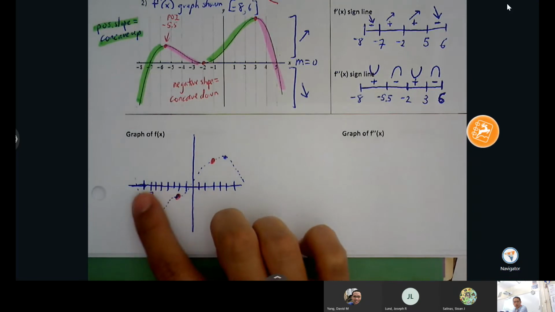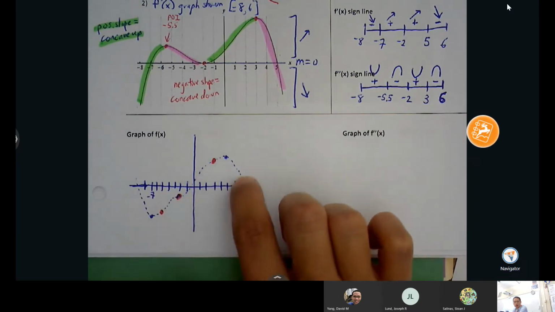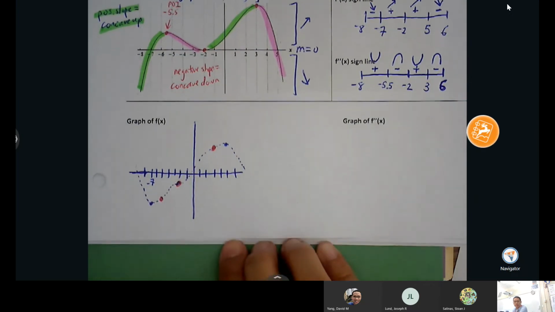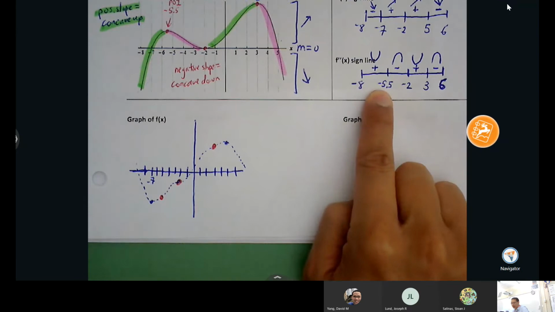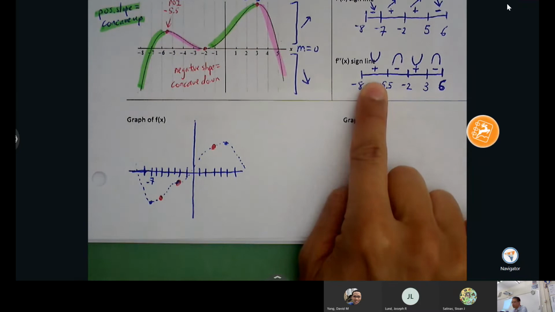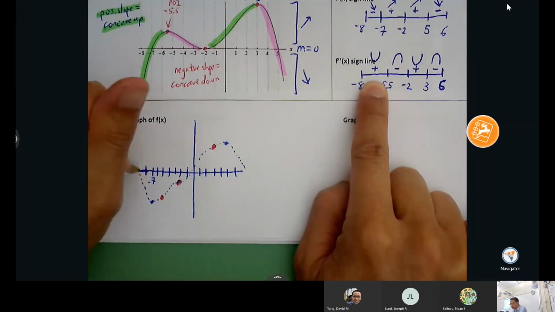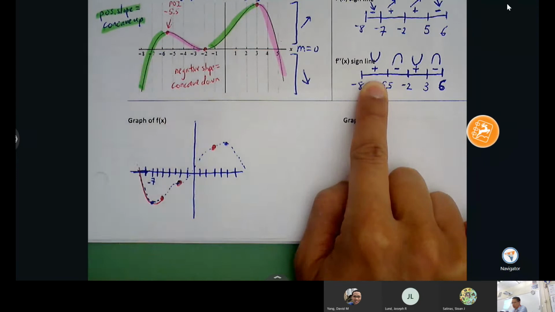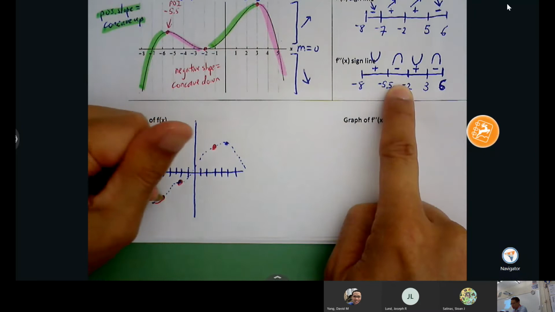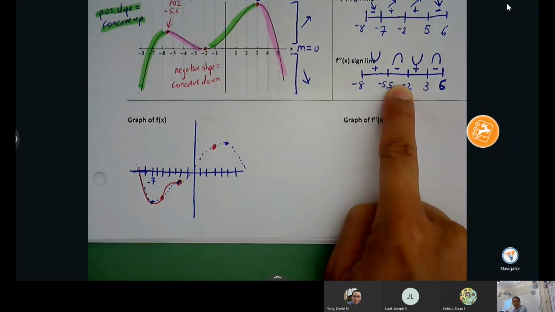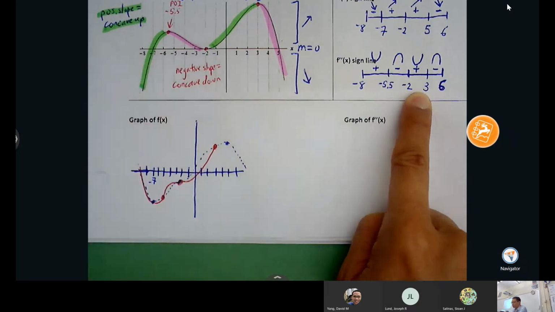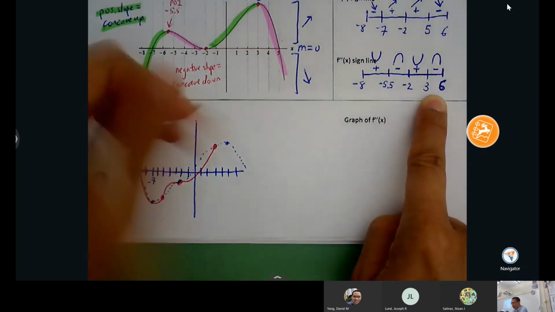Okay, so now I'm just going to be updating my graph, not going to create a new path. We're just kind of cleaning up our path a little bit. Okay, so from -8 to -5.5, concave up. So I'm going to show concave up in my first interval here. Then we know that there's a switch here to concave down, kind of over exaggerating so we can see a little better. -2 to 3, concave up. And then from 3 to 6, concave down.